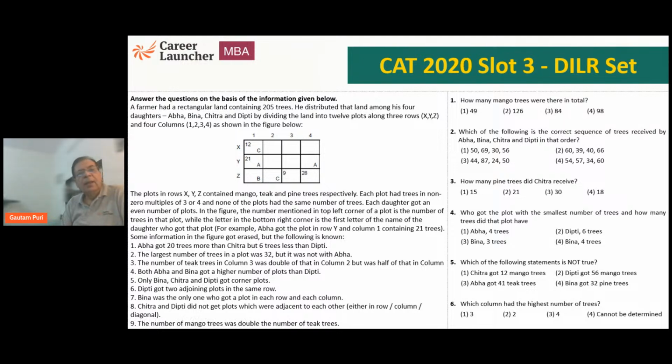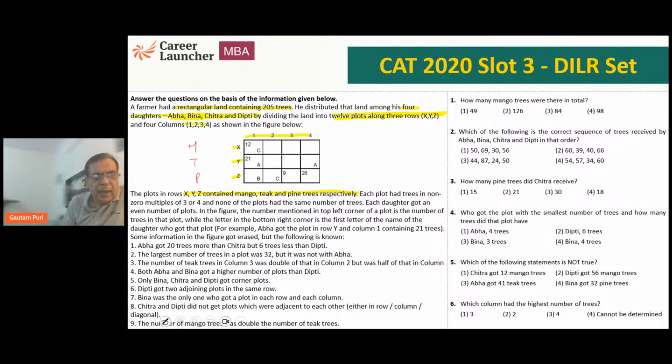Okay. First thing is, we can see this particular grid which is given with some data given and some missing information. So missing data grid is something which is clear. Let's look at what the information is saying. A farmer has a rectangular land containing 205 trees. He distributed the land among his 4 daughters, A, B, C, and D, by dividing the land into 12 plots along 3 rows X, Y, Z, and 4 columns 1, 2, 3, 4. So it is 4 by 3, so 12 plots are there, and these 12 plots have been distributed between his 4 daughters A, B, C, D. The plots X, Y, Z contain mango, teak, and pine trees respectively. So X contains mango, Y contains teak, and Z contains pine trees respectively.